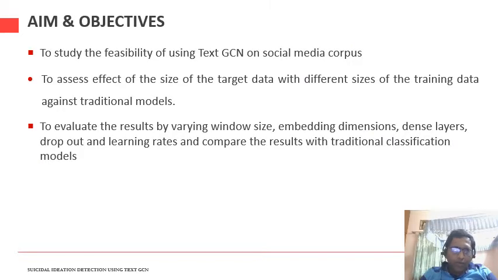Moving on to the aims and objectives. We had mainly three aims. First, to study the feasibility of Text GCN on a social media corpus, as Text GCN was never tried on a huge corpus. Second, to assess the effect of different volumes of training data on the traditional models. Third, to evaluate the results by varying hyperparameters like window size, embedding dimensions, dense layers, dropouts, and learning rates, and also compare these results with the traditional classification models.